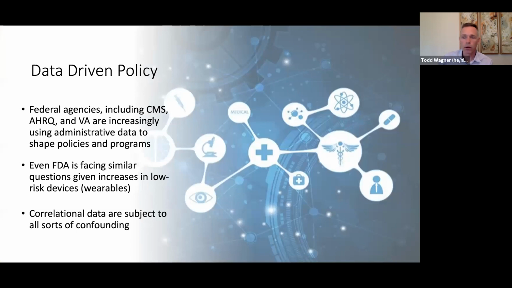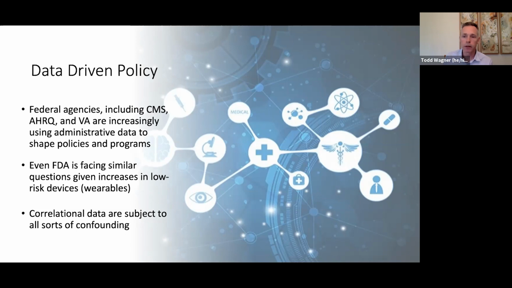Now, as we look towards what the federal agencies are doing, like CMS, the Centers for Medicare Services, AHRQ, and VA, they're increasingly wanting to use administrative data. We're collecting a lot of administrative data to shape policies and programs. I find it interesting that even FDA nowadays is very interested in this. They used to be the last bastion of randomized controlled trials, but they're getting into this area of low-risk device and wearables where they're trying to use administrative data to inform their policies.